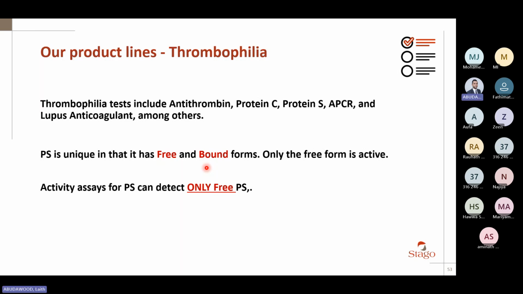This is important because when we measure protein S using activity assays, that is clotting or chromogenic assays, we are only measuring free protein S. So when you run your clotting or chromogenic protein S, if it's an activity assay, then what we are measuring is free protein S. Why? Because the bound form of protein S is inactive. It cannot do the function. It has no activity, so we cannot measure its activity because its activity is inhibited. Okay, so this is only unique to protein S. All the others do not have a free and bound form. Only protein S has that.